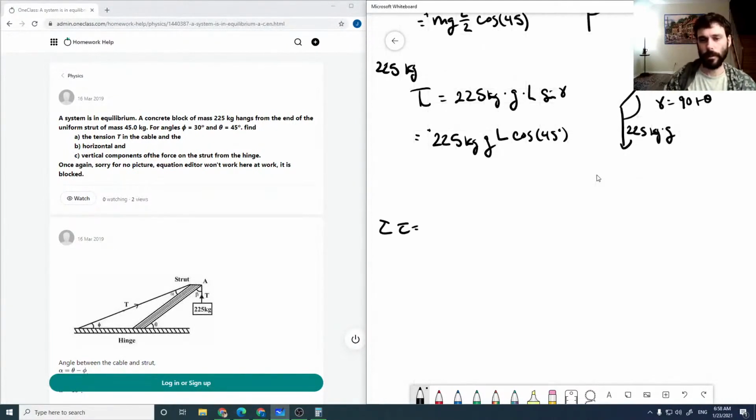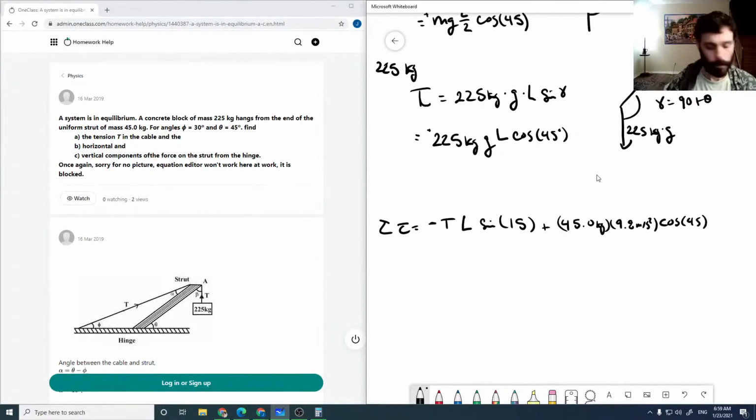So now my sum of torques is from my tension, which is minus T L, and that was sine of 15, plus my mass of my strut, which was 45 kilograms, times my G, 9.8 meters per second squared, times the cosine of 45. Plus my 225 kilograms times 9.8 meters per second squared times the cosine of 45. And this all equals zero, so we can rearrange this for the tension.